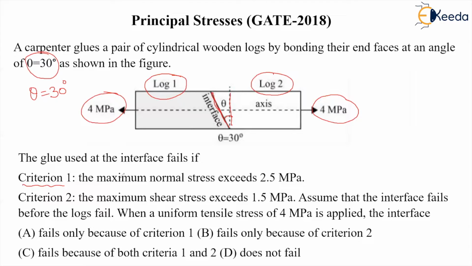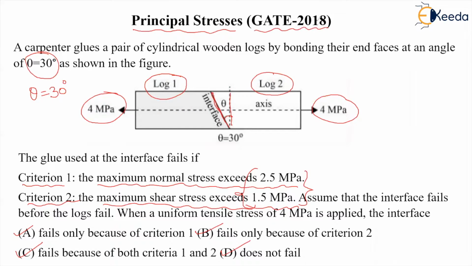It may fail by maximum normal stress if the normal stress exceeds 2.5 megapascal, or criterion 2 is that if the maximum shear stress exceeds 1.5 megapascal. So these are the two conditions at which the log can fail at the interface, right? We have to find out whether it fails due to criterion 1 or criterion 2, or it fails due to both criteria, or it doesn't fail. This question is basically a question on principal stresses, which was asked in GATE 2018. So let us solve this problem.